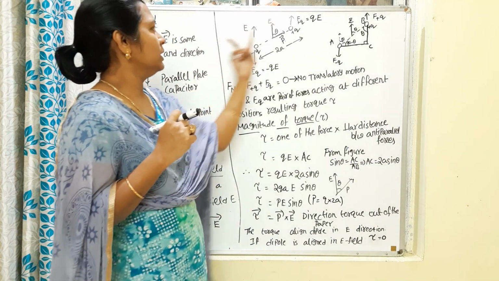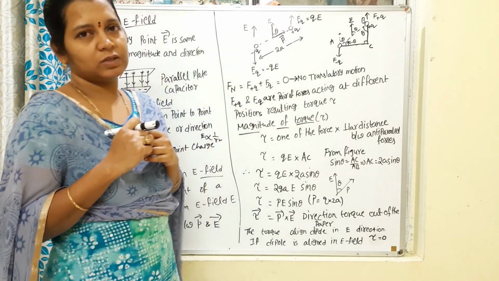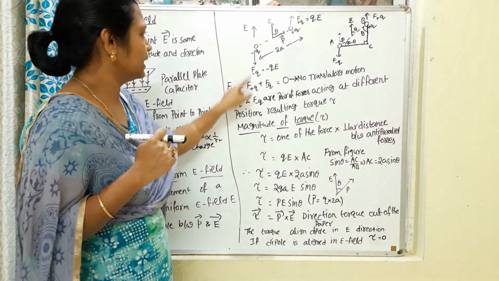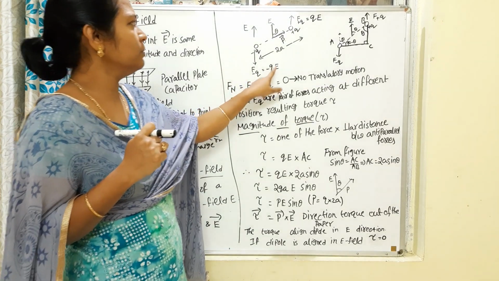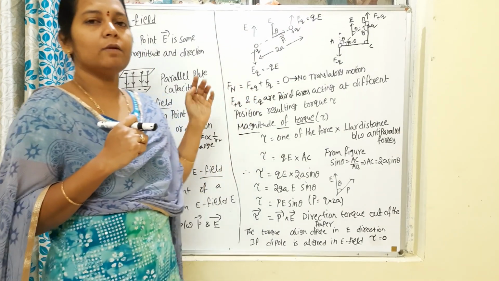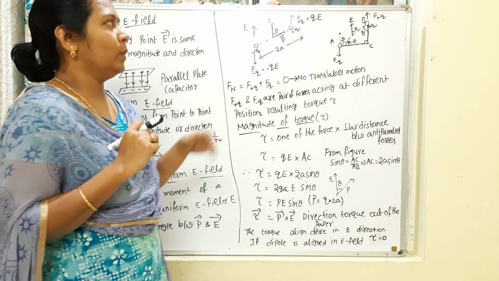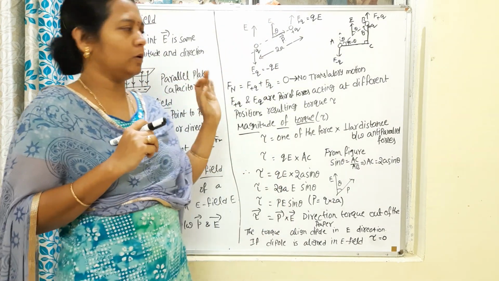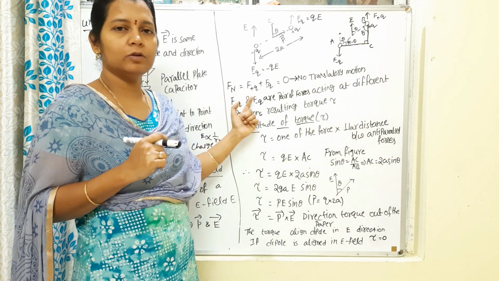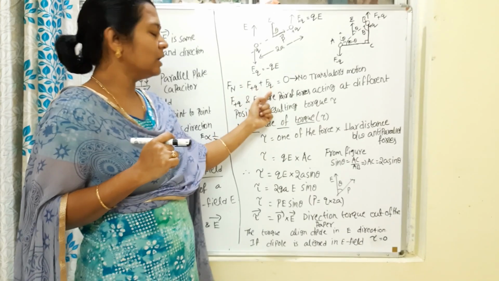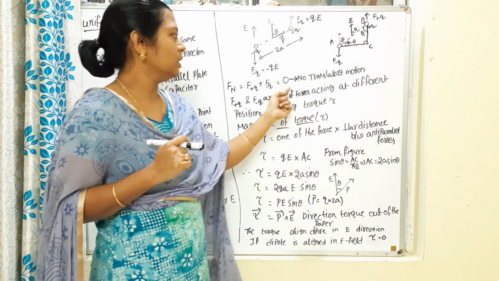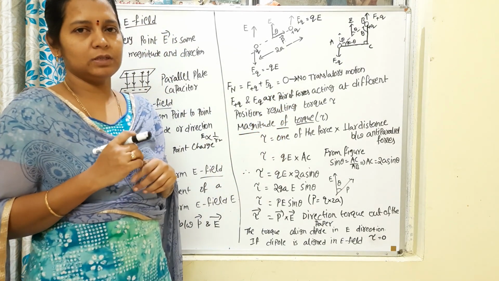So now these are the two pair of forces equal in magnitude. Both magnitudes are QE, equal in magnitude but opposite in direction. So what is the net force acting on a dipole? The net force is nothing but the force acting on plus Q charge and the force acting on minus Q charge. So the net force is 0.